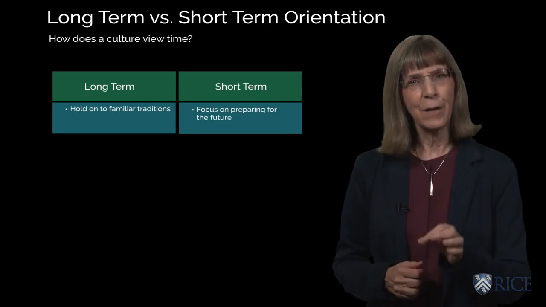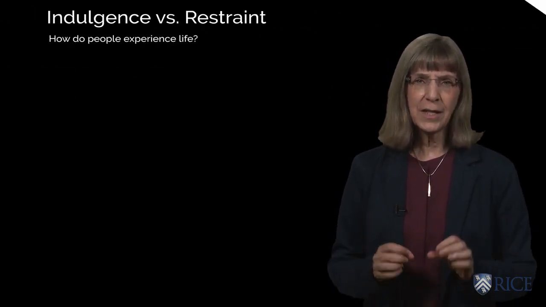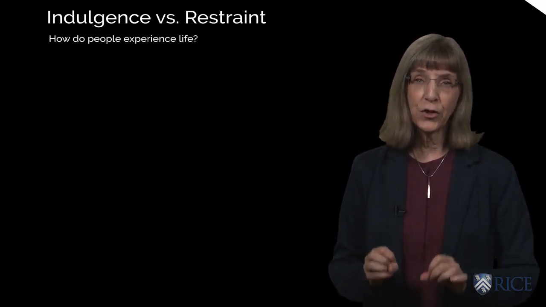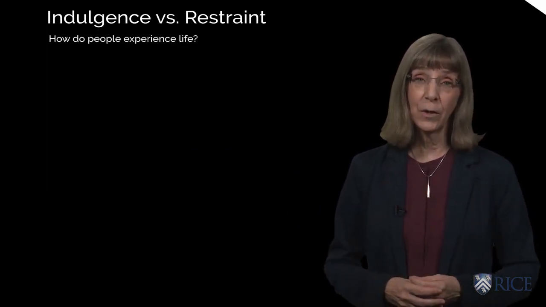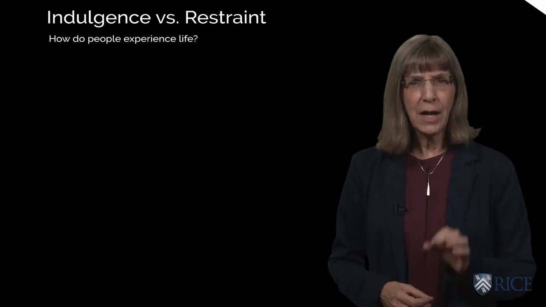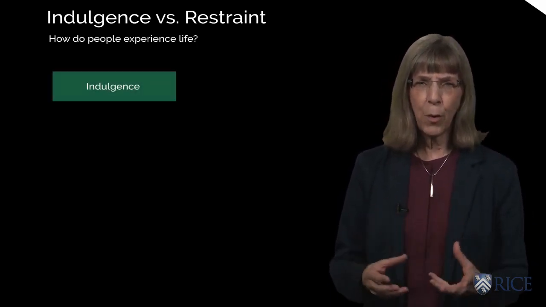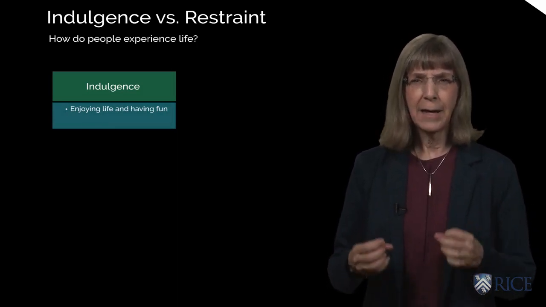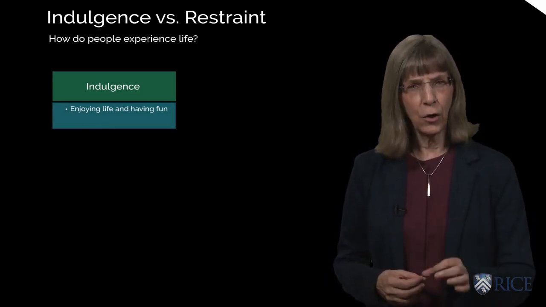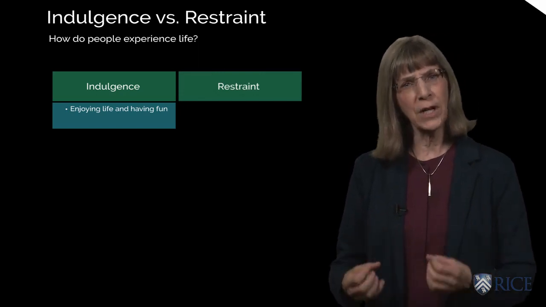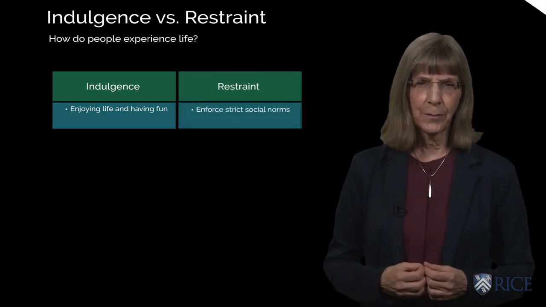And finally, number six, indulgence versus restraint, involves how people prefer to experience life in general. Cultures that lean toward indulgence support enjoying life and having fun. The cultures that lean toward restraint often enforce strict social norms.